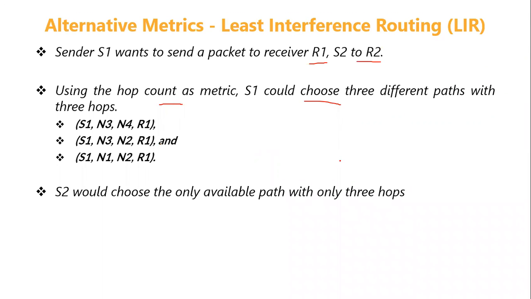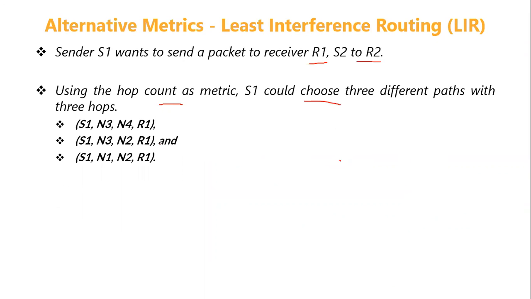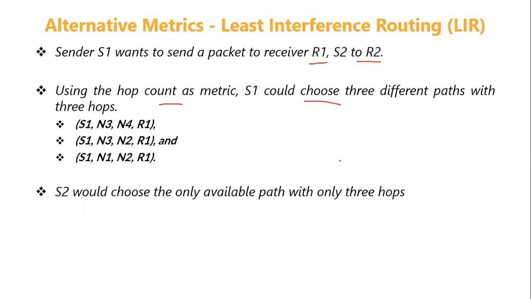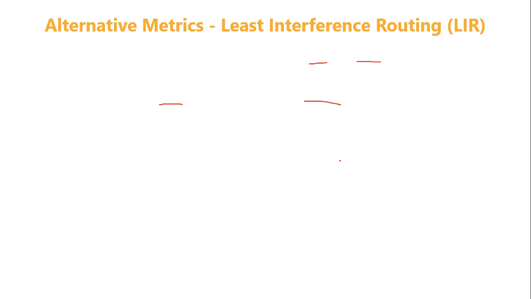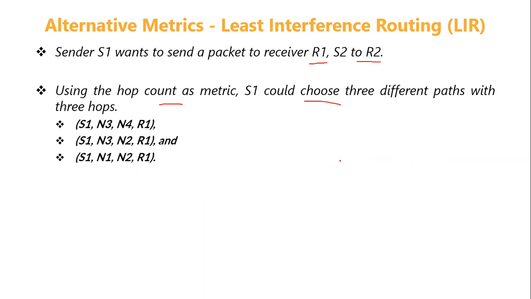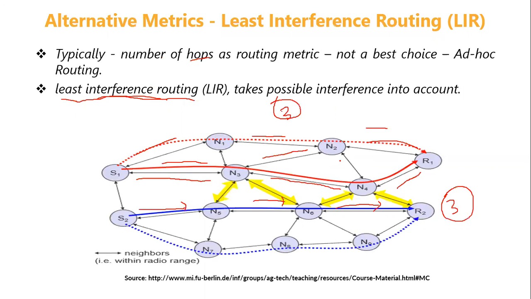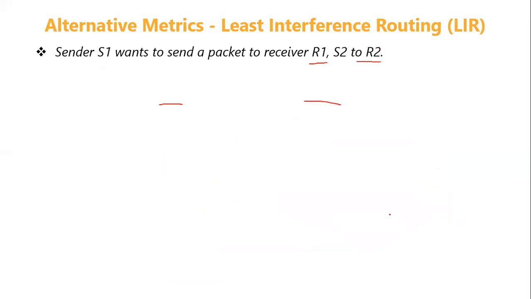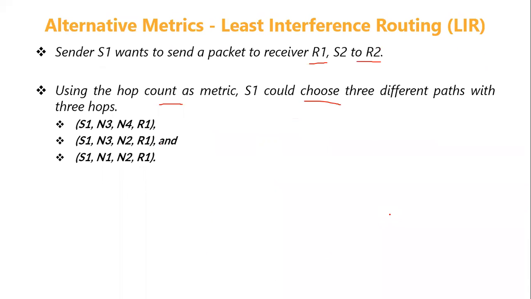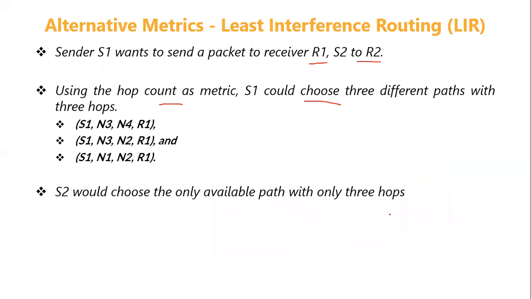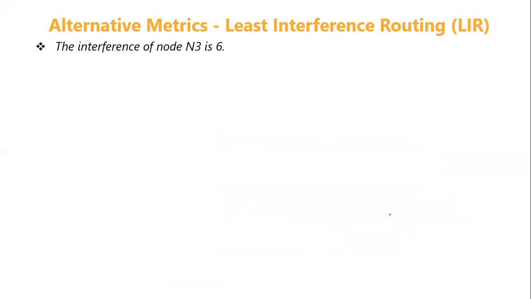Similarly, from S2 to R2, there is only one path. That path is what we have discussed previously: S2 to N5, N5 to N6, and N6 to R2. So that is the path we have from S2 to R2, right?